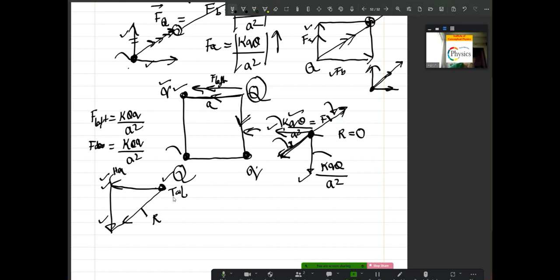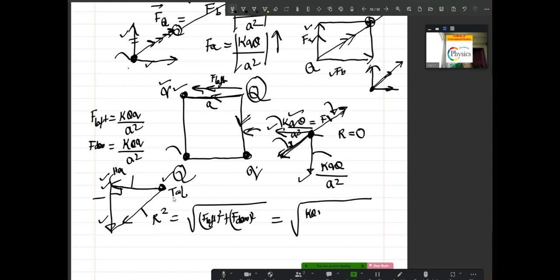So the resultant will come out to be, this is base or perpendicular, you can take Pythagoras, which is F left square plus F downward square, is equal to under root of (KQQ by A square) whole square plus (KQQ by A square) whole square, is equal to root 2 KQQ by A square. This is the resultant force you got, which is this.